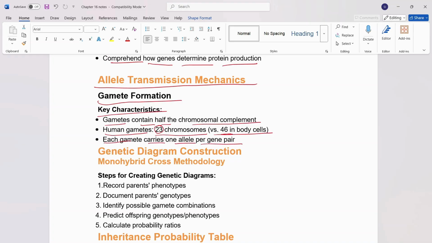Alright, now let's talk about genetic diagrams. Monohybrid cross methodology. Steps for creating genetic diagrams: you can record parental phenotypes, you can record their genotypes as well, and then identify the possible gamete combinations. Predict the offspring's genotypes and phenotypes, and then you can also calculate the probability ratios.